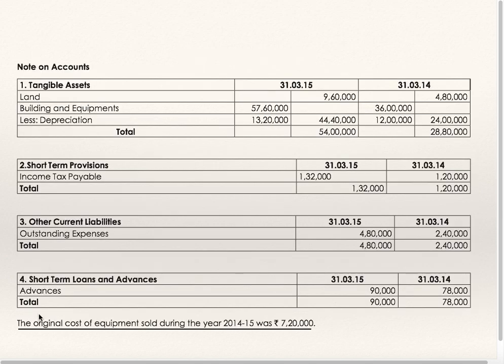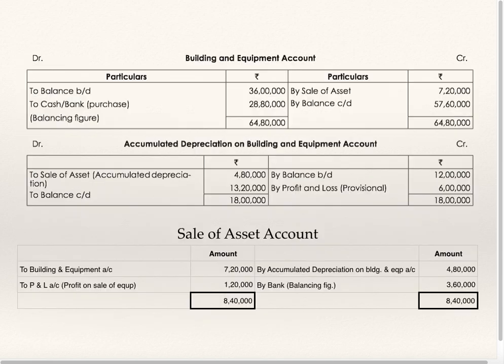Just now we have seen they have sold one equipment whose cost is 7 lakhs 20,000. By sale of assets 7,20,000. So difference balancing figure is to bank purchase of building and equipment 28,80,000. Purchase of building equipment 28,80,000 is outflow because this has been purchased, which will be shown under investing activities.